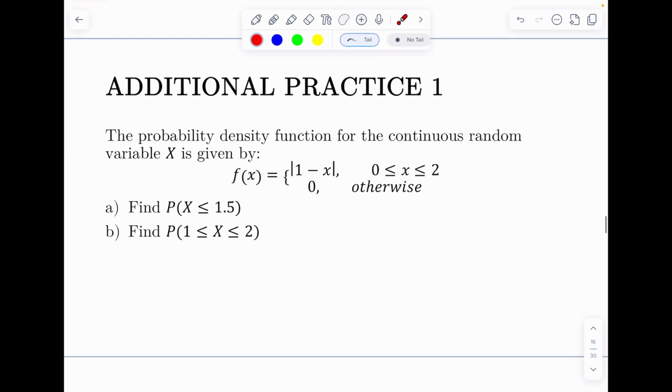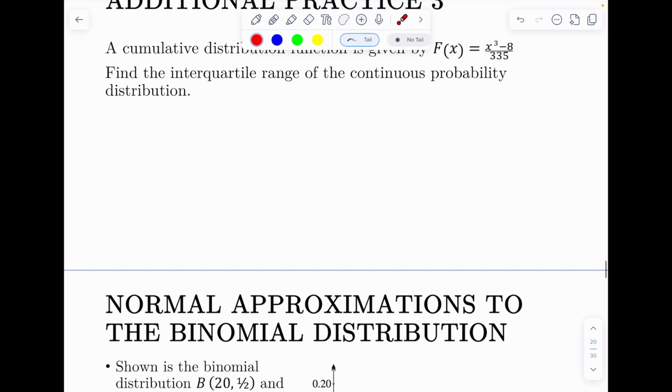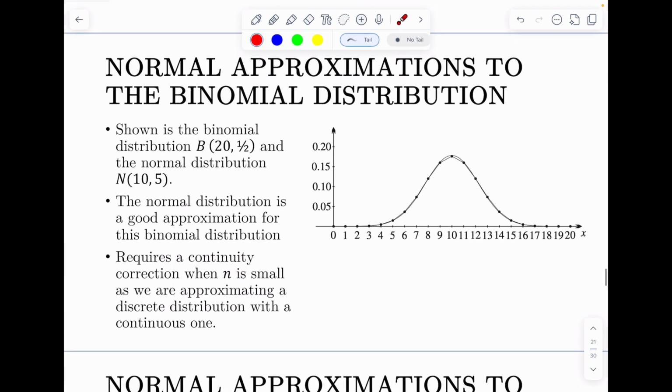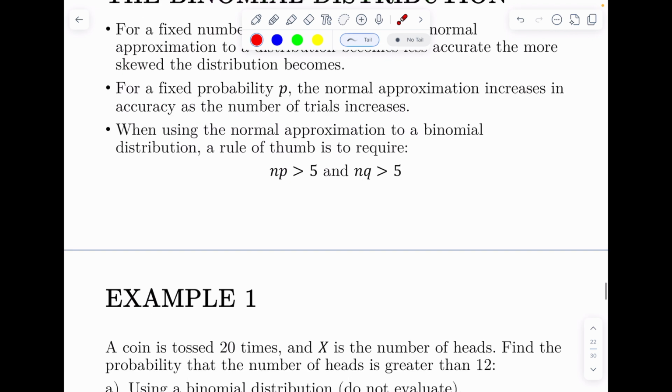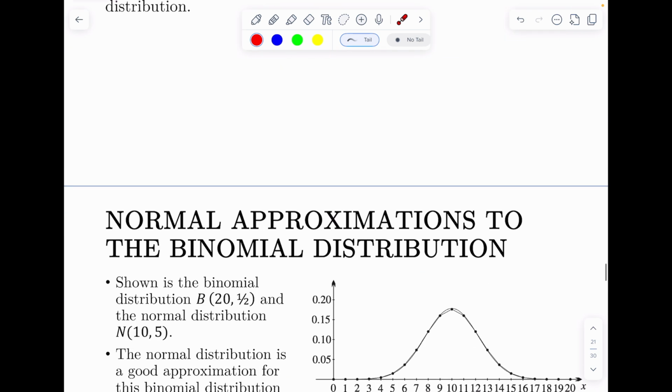Okay, there are some additional practice questions here for you that you can try if there's time, but I might get you to skip that if we're short on time. And I will very quickly talk us through this theory here, and then we'll try these 2 examples.